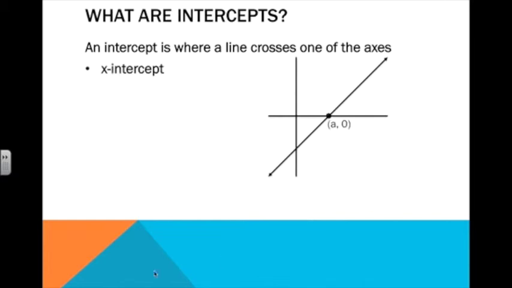The x-intercept is this point where the line crosses the x-axis. So the y-coordinate, notice, has to be 0. And the x-coordinate will change depending on what line you're dealing with. The y-intercept is this point here, where the line crosses the y-axis. So in this case, the x-coordinate has to be 0, and the y-coordinate will change depending on what line you have.